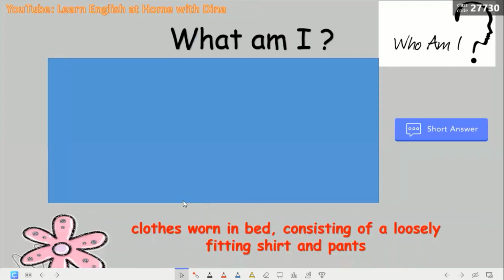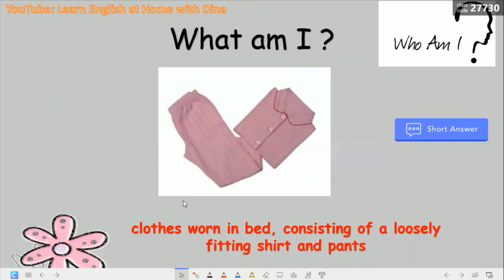What am I? Clothes worn in bed, consisting of a loosely fitting shirt and pants. Clothes worn in bed. What are these? Pajamas. Very nice.